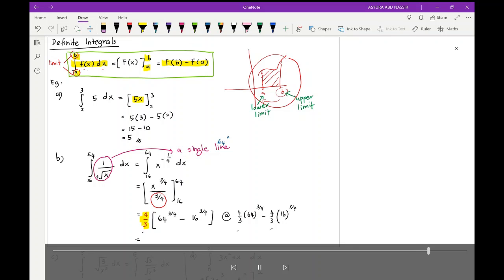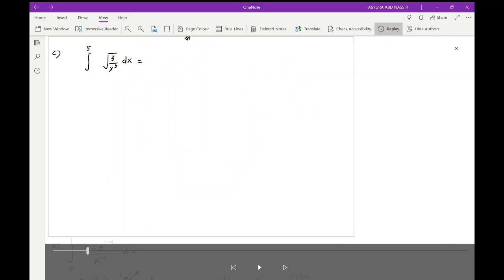Remember, when you substitute in your calculator, please put the bracket. Look at here, please put the bracket for your power of 3 over 4. Or you can also write it as the fourth root of 64 and then power of 3. You will get the same answer. Lastly, the answer will be 19.5. Continue with the next example, example C.